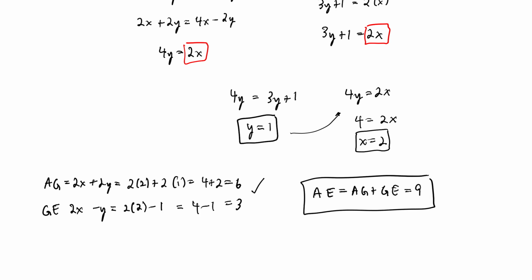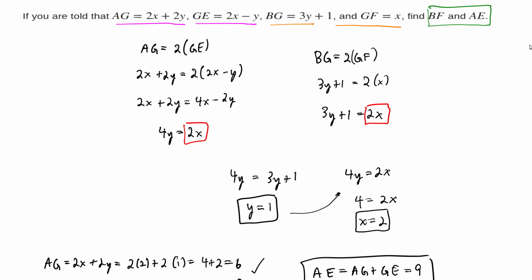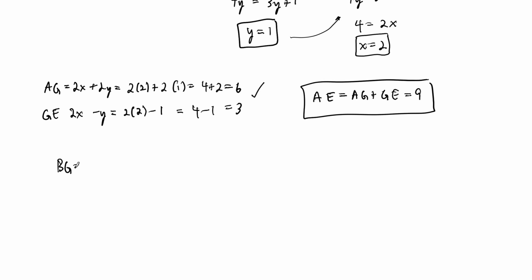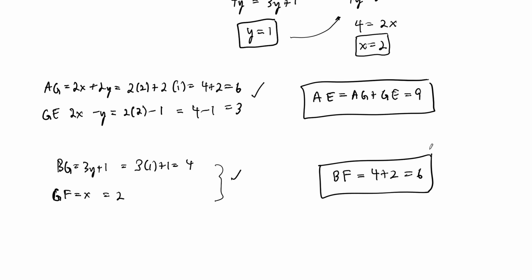And we can do the same thing with the segment BF. So BG is 3y plus 1. And 3y plus 1 is 3 times 1 plus 1. So that is 4. And GF was just x, and we know x is 2. And so again, it works out. And this time we get that BF is equal to 4 plus 2, that's 6. And so there we go. There's an example using medians of triangles.